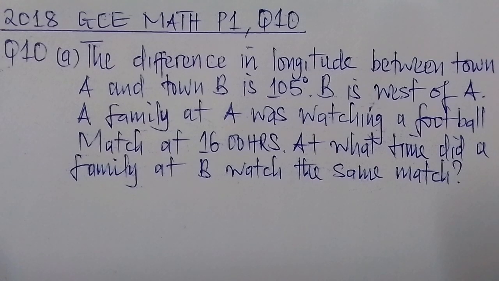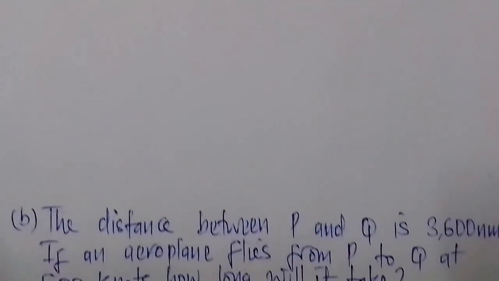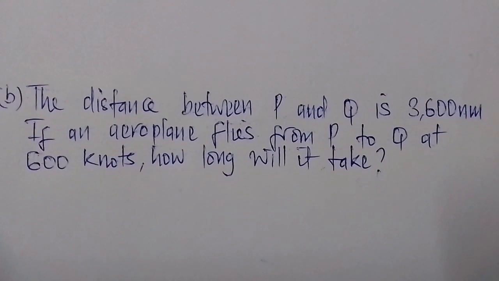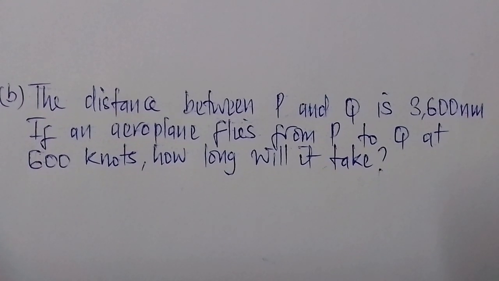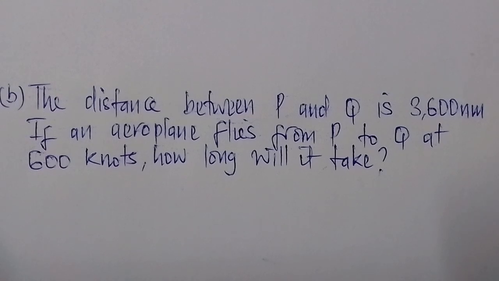Reading out A: the difference in longitude between town A and town B is 105 degrees. B is west of A. A family at A was watching a football match at 16 hours. At what time did a family at B watch the same match? Then B reads: the distance between P and Q is 3,600 nautical miles. If an aeroplane flies from P to Q at 600 knots, how long will it take?